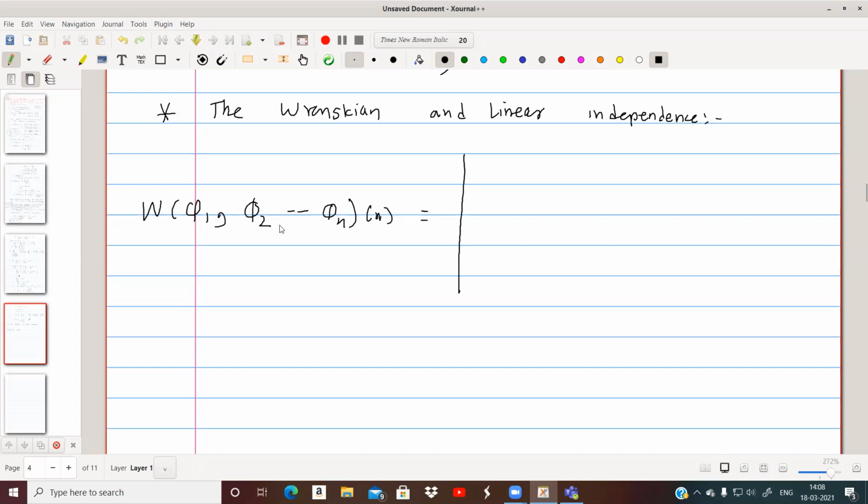So if you are writing n solutions, they are definitely the solutions of an nth order differential equation. So the first row will be the functions as they are: phi 1, phi 2. Mark your attendance. Then phi 1 dash, phi 2 dash, and so on up to phi n dash, and the last row is the n minus 1 derivative. This is the Wronskian, it is a function of x. It will be defined by this.